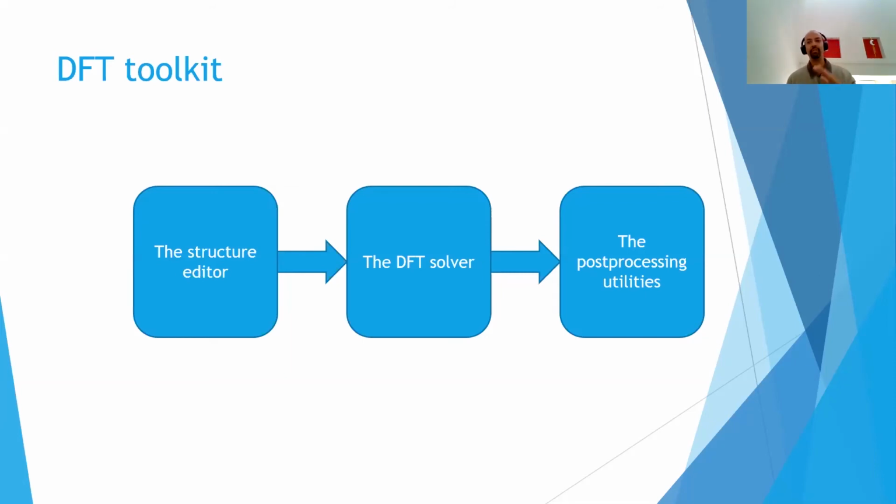So when they send you the results, you can at least discuss the results with them rather than just taking the numbers at face value. So let's talk about this. The toolkit is composed of three main things: a structure editor, which is software that we use to edit or create our structures, like our molecules and our surfaces; the DFT solver, which is the software that actually does the DFT itself; and post-processing utilities that take the results from DFT and do other things with them.